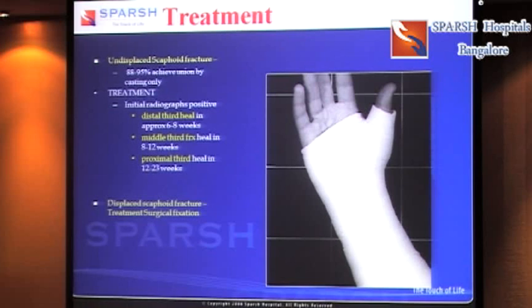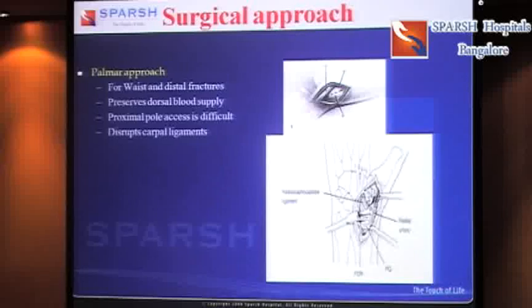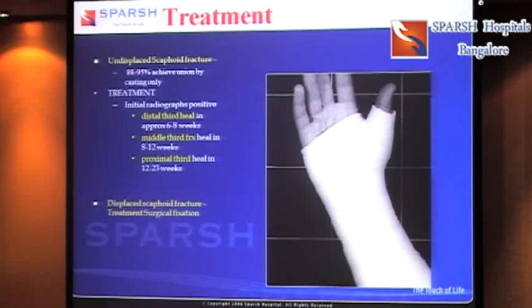Okay. So distal third will heal in about 6 to 8 weeks' time. Middle third, like the waist, will heal in about 12 weeks, and you put it up to about 23 weeks for a proximal pole. Any displaced scaphoid fracture, treatment is surgical fixation. Okay. So if you decide to operate, how would you approach?